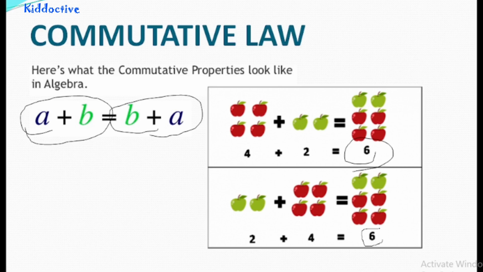Here is the example, you can see. In the picture there are 4 apples plus 2 apples is 6. So there are 6 apples. Now here the order has been changed. 2 apples plus 4 apples equals 6. So the commutative law is a plus b equals b plus a. Okay, flip-flop.